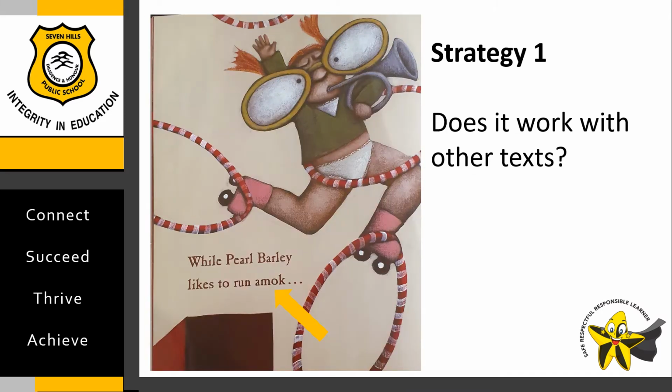Let's just check and see if this works in other texts. So this is another one of my favourite stories. This is Pearl Barley and Charlie Parsley, and this was written by Aaron Blabey.